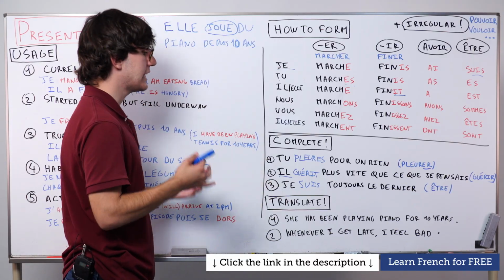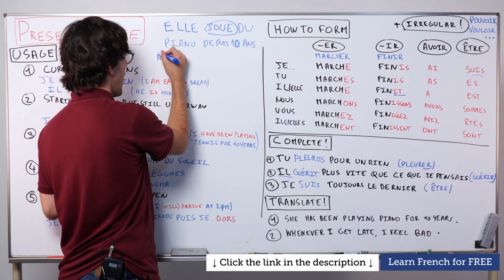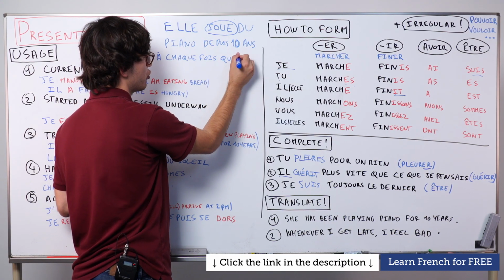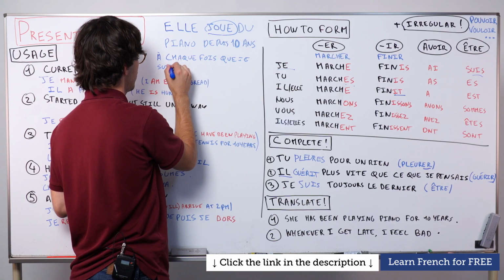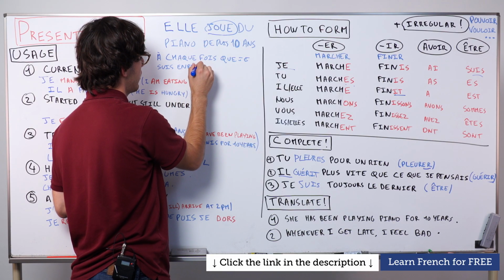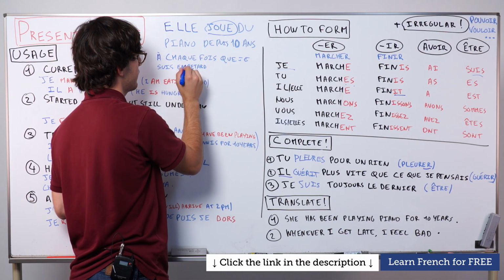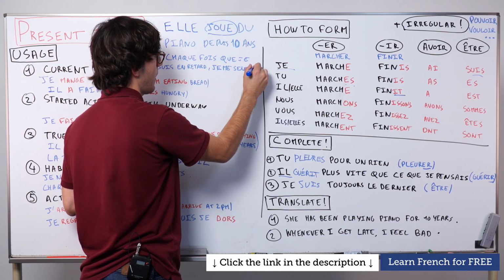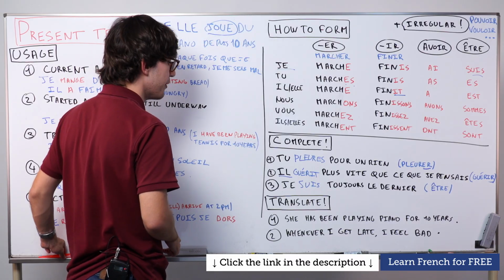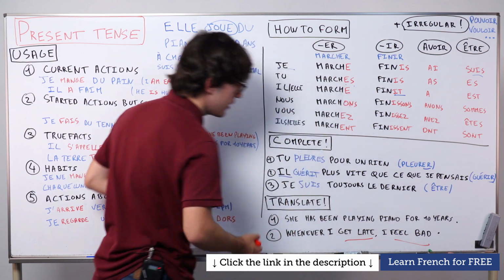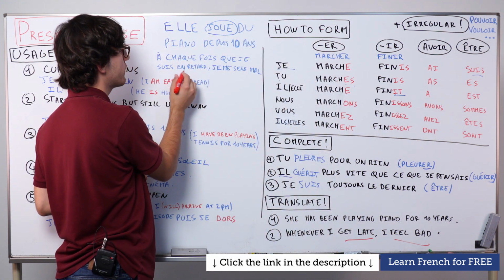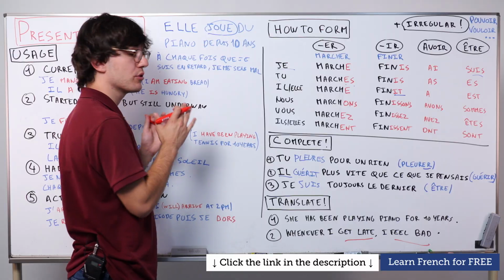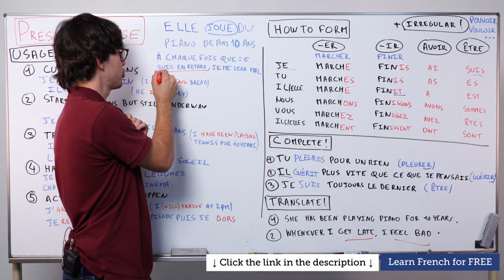And then the last one, whenever I get late, I feel bad. The translation is, à chaque fois que je suis en retard, je me sens mal. So here there are two verbs, get late and feel bad. Get late is être en retard, the literal translation of to be late. Je suis en retard.